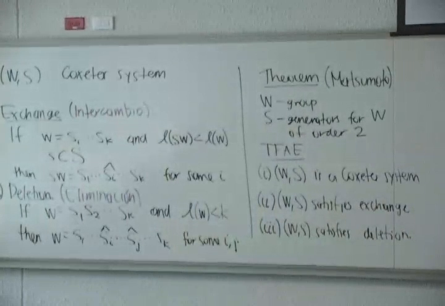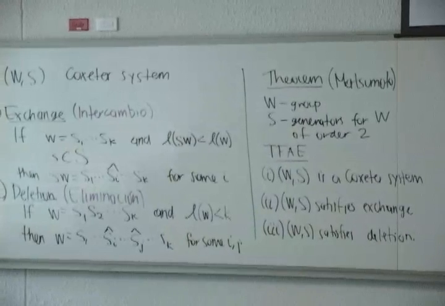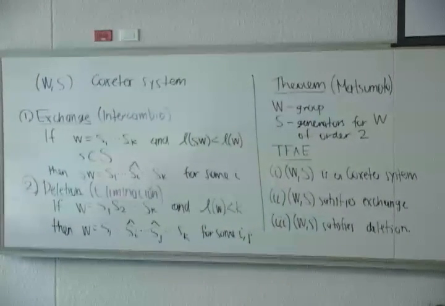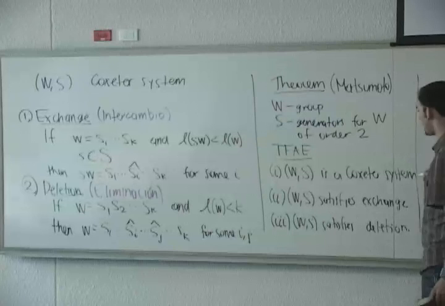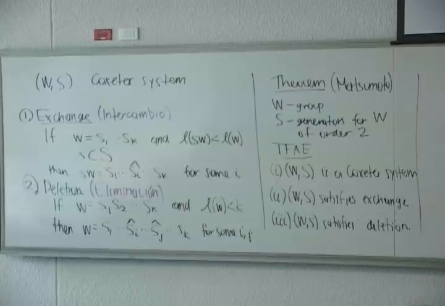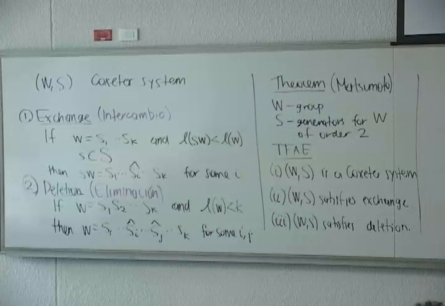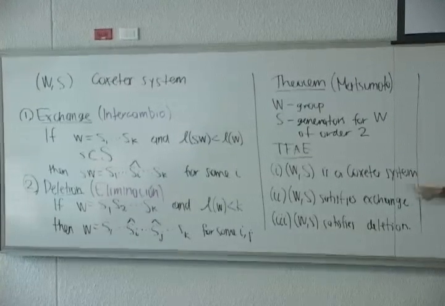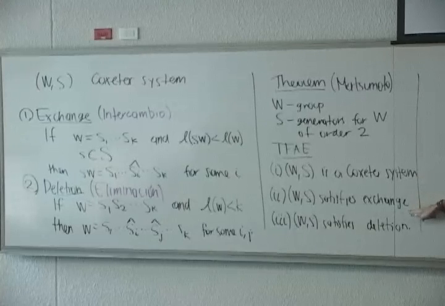So my main goal for today is to prove this theorem for you. But before I prove it for you, I want you to understand that this is an amazing theorem, because I think in the homework you realize that proving that something is a Coxeter group is difficult. It's not easy. And this gives you, in some cases, a much easier way of proving that something is a Coxeter group. You just prove that it satisfies the exchange property or the deletion property. Okay.